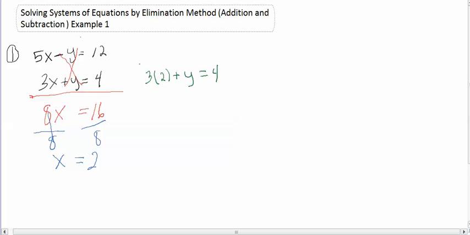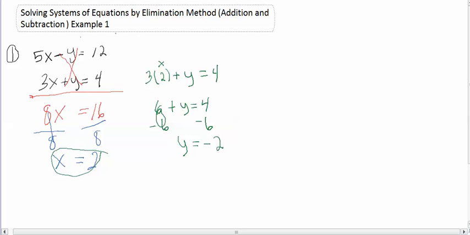Where did that 2 come from? The 2 used to be an x, but since I solved for x, and I said x is 2, I'm going to take that 2 and replace the x. So 3 times 2 is 6. 6 plus y is equal to 4. Subtract 6, subtract 6. This is a 0. y is equal to -2.